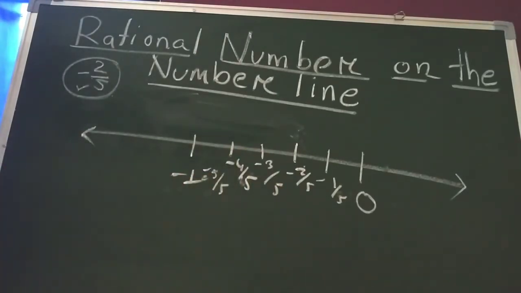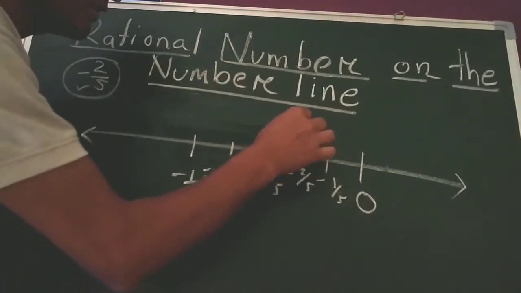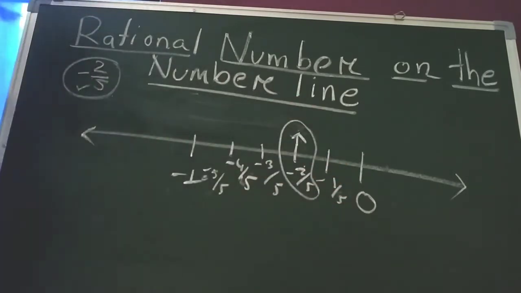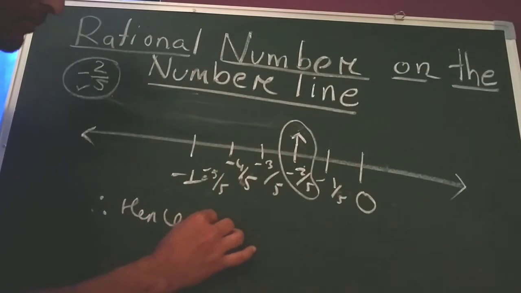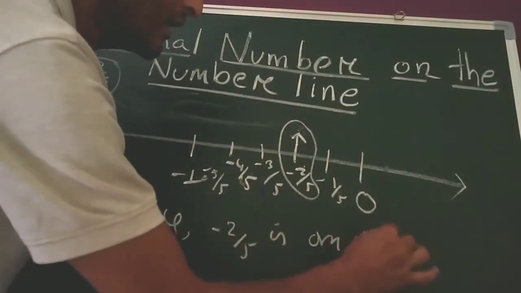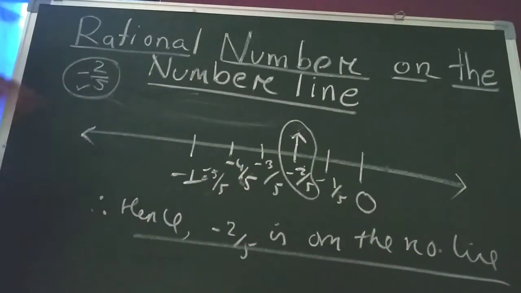So where is our rational number minus 2 by 5? Here is our rational number minus 2 by 5. We will draw a circle in this way, and this is the rational number minus 2 by 5. You will write, therefore, hence minus 2 by 5 is on the number line. In this way you will write.